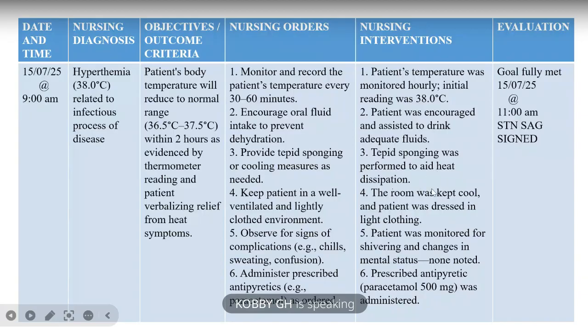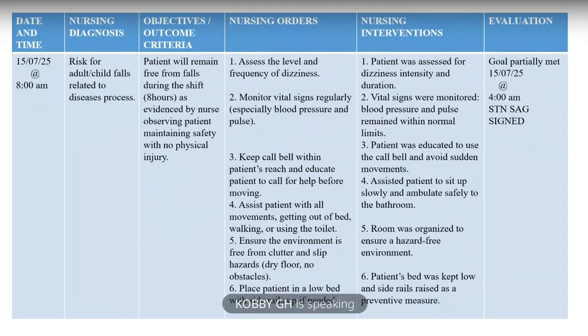Keep patients in a well-ventilated and lightly clothed environment. The room was kept cool, and patient was dressed in light clothing. Number 5, observe for signs of complications: chills, sweating, confusion. Patient was monitored for shivering and changes in mental status. None noted. Administer prescribed antipyretics. Prescribed antipyretics was administered. This is very simple. Is that okay?